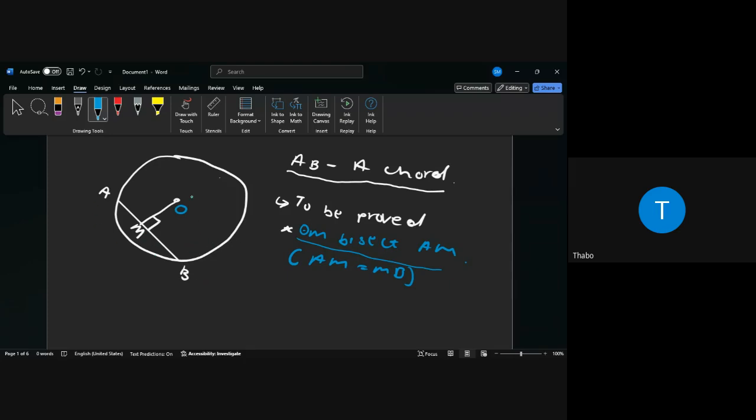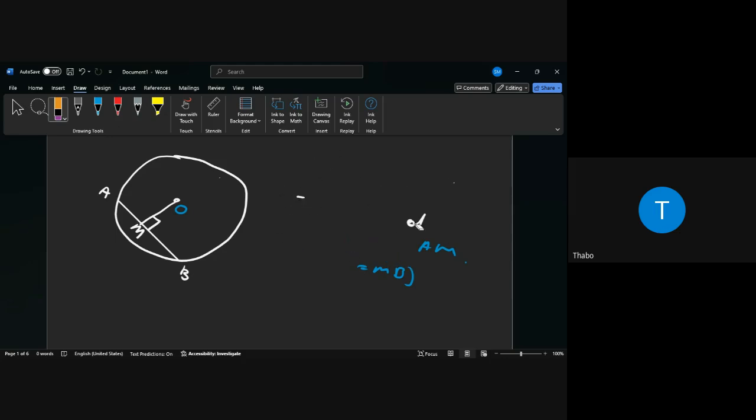Do you remember, guys, how you proved this? How did you prove that indeed OM bisects AB? Do you guys remember how you proved it? Can someone guide me through the proof? Tell me what to write and I'll write it. Tell me what to write regarding the proof. I'll be listening to you. Can someone step up and tell me what to do?